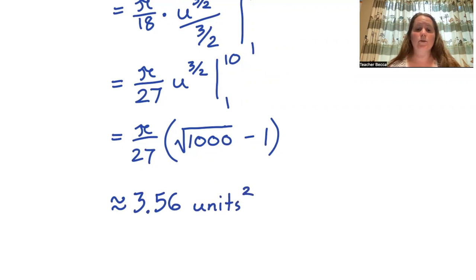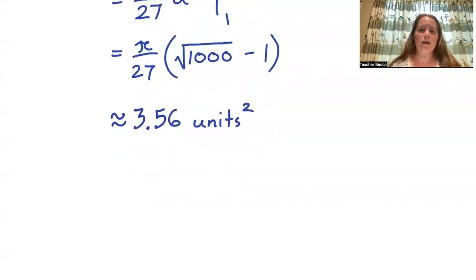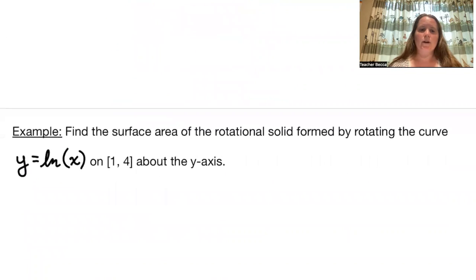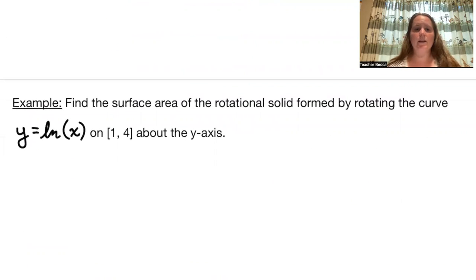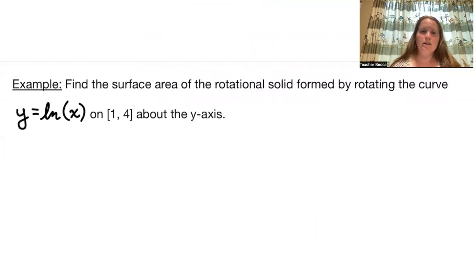Since we were talking about surface area, so this was rotation about the x-axis. Let's go ahead and do one more example where we rotate about the y-axis. So here we're finding the surface area of the rotational solid formed by rotating the curve y equals natural log of x on [1, 4] about the y-axis.